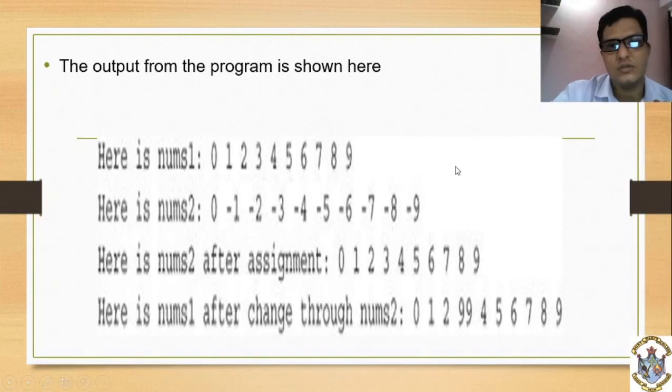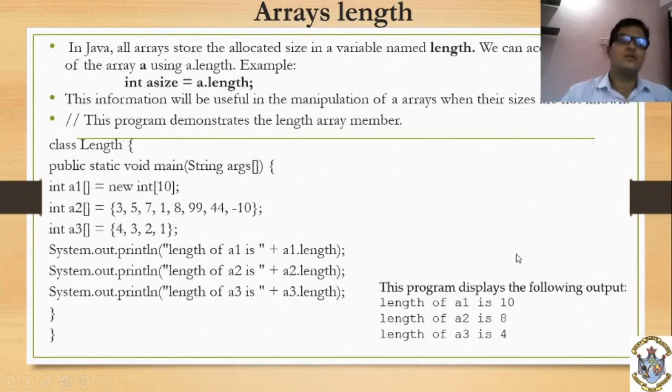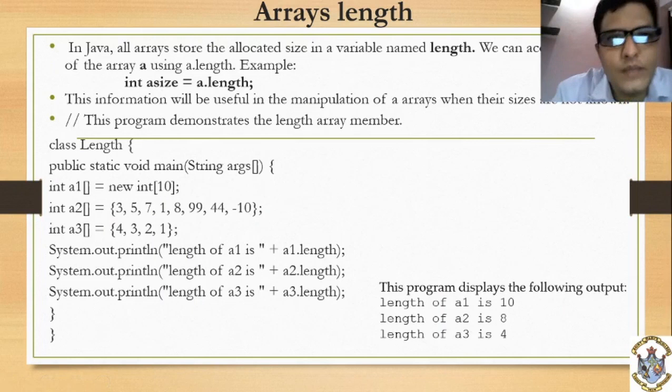Got it? So if you run this program, nums1 is this, nums2 is this. Here, nums2 after assignment, whatever negative values existed, become positive because it is referring to nums1. After that, you modified the third location of nums2 as 99. If you display nums1, it is affected because it is referring, right? So this reference is also modifying. Okay, that is your program related to that.